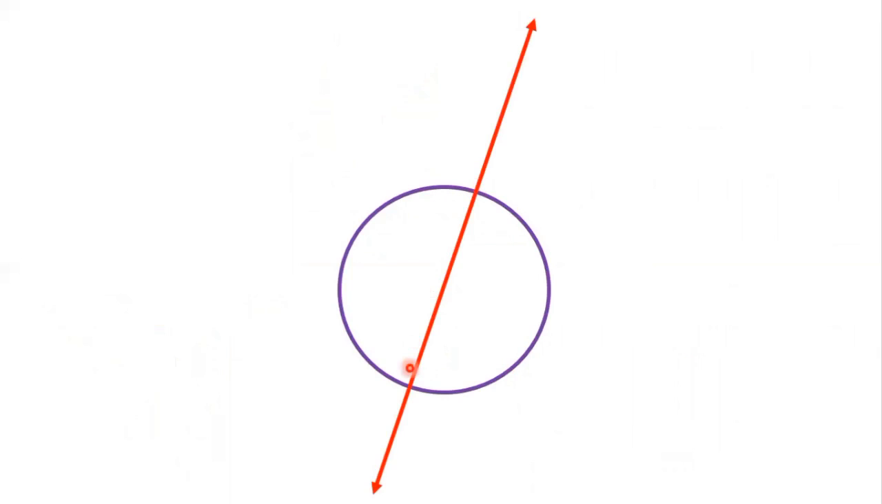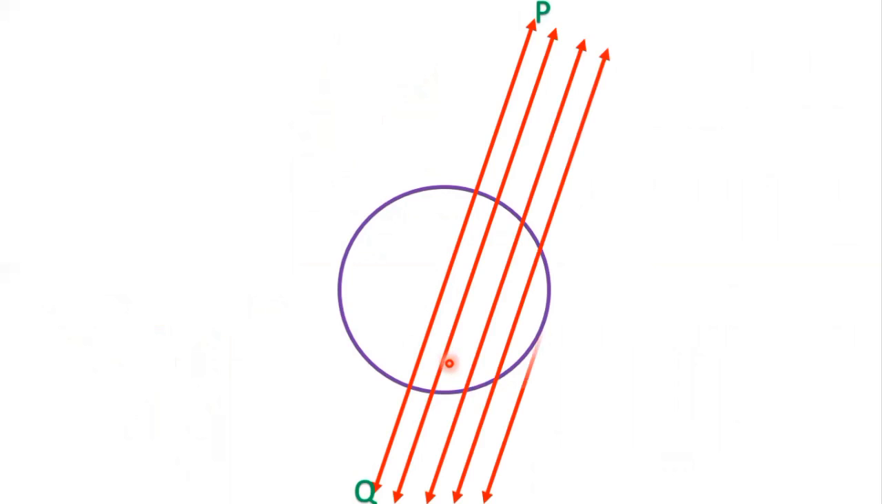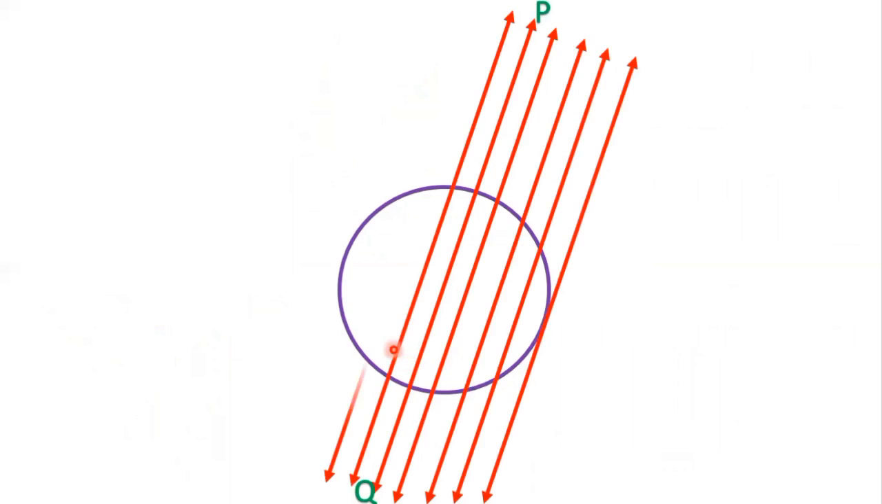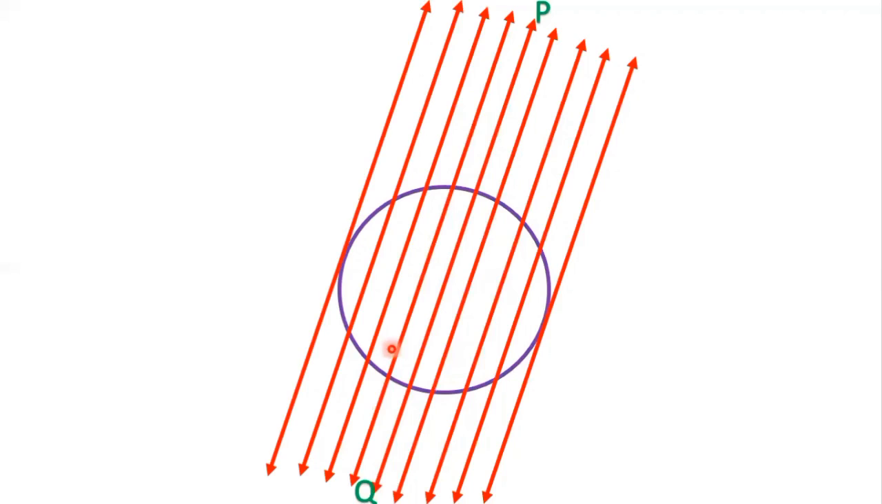Now observe this figure. This is a secant. PQ is a secant to the circle. Now draw parallel lines to the secant PQ. You can draw so many parallel secants to the given secant. But how many of these lines are tangents? How many parallel tangents can be drawn to a secant PQ?